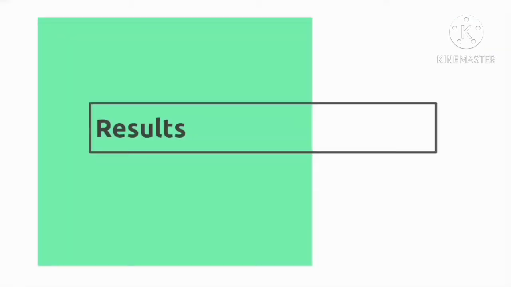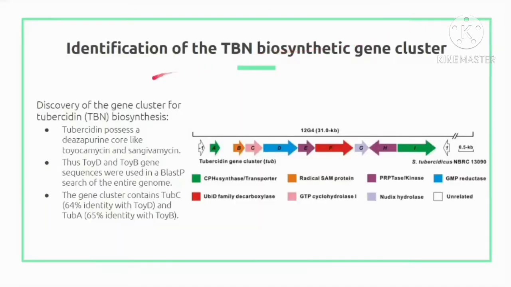So moving on to the results, the discovery of the gene cluster for tubercidin biosynthesis goes like this. Tubercidin possesses a deazapurine core, which is similar to toyocamycin and sangivamycin. So the logic goes that the enzymes in tubercidin production must be similar to these two antibiotics. Thus, Toy-D and Toy-B gene sequences were used in a BLAST search of the entire genome. The gene cluster was then found, which contains Tub-C, which has a 64% identity to Toy-D, and Tub-A, which has a 65% identity to Toy-B.